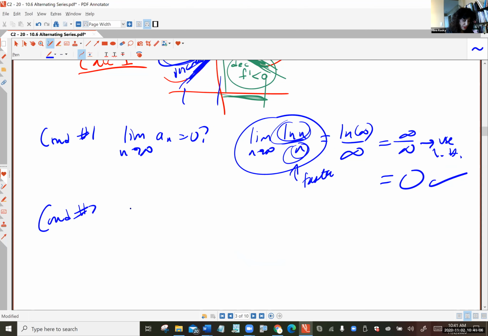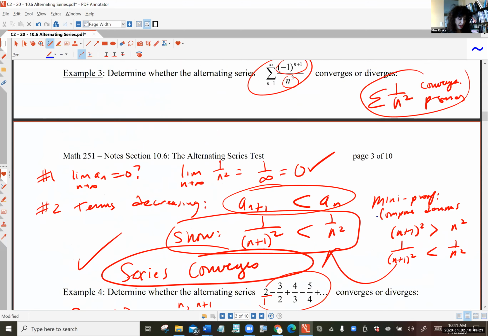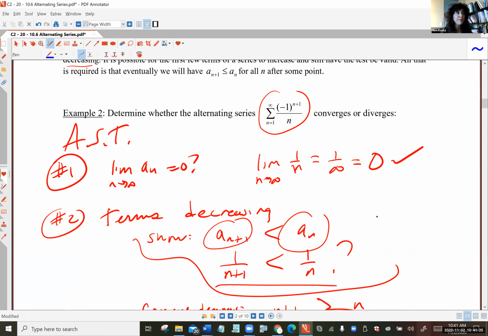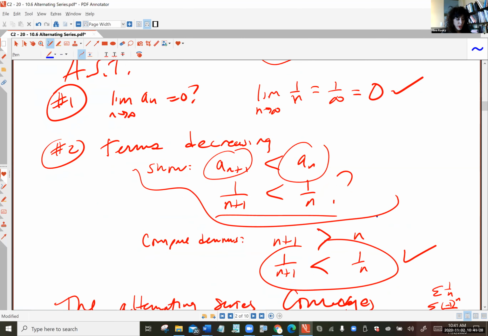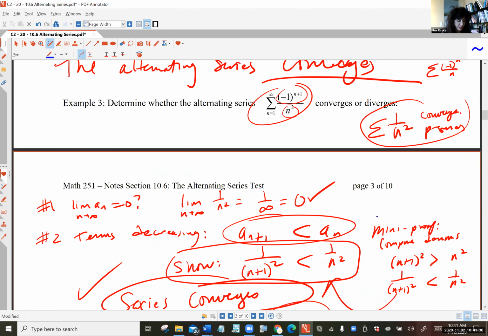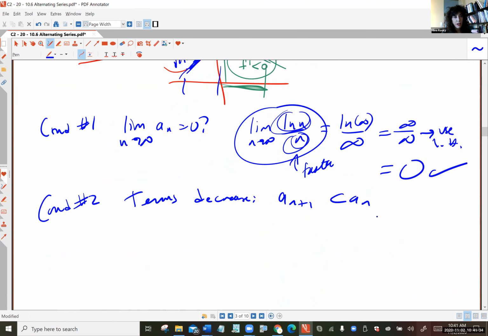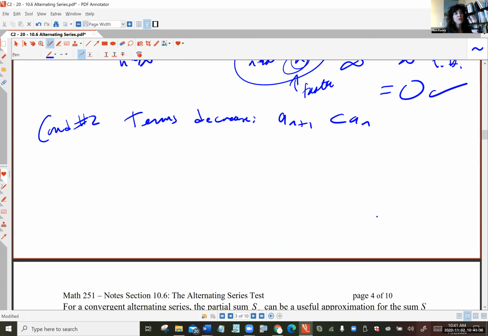So condition 2 says, prove to me the terms decrease. Now, folks, that means the n plus 1th term is less than the nth term. Why am I not going to use the mini proof for this particular series, since I used the mini proof for the other two before? It's the same reason why you wouldn't try to compare denominators using DCT, because both the numerator and the denominator are variable. So it would be really too hard.